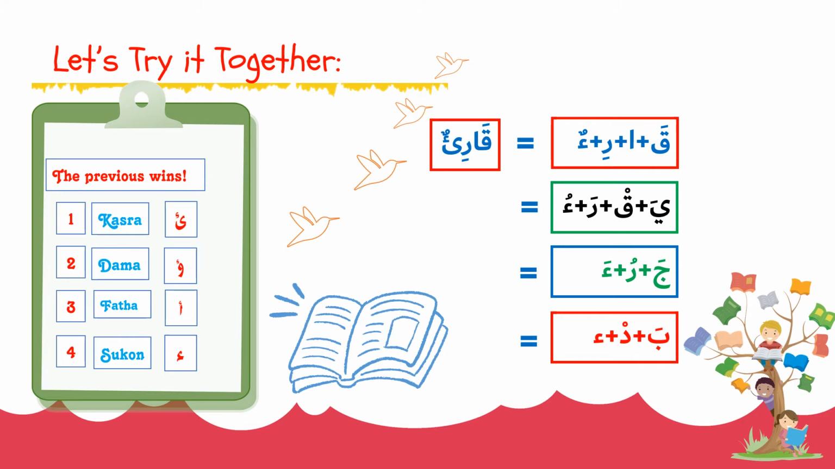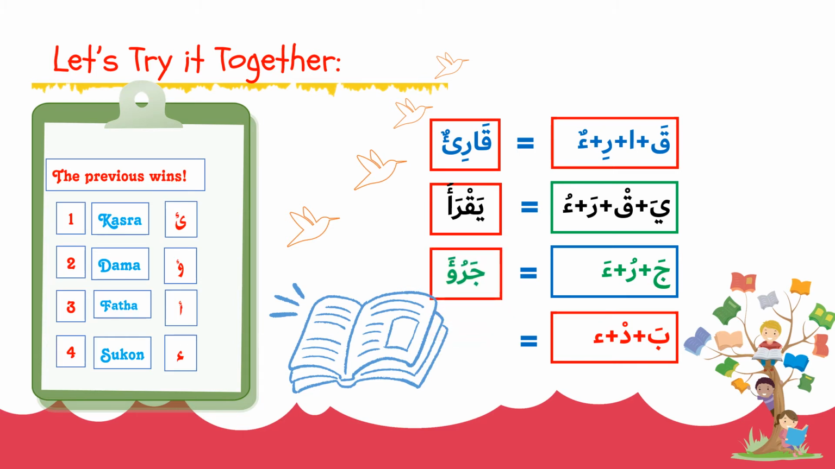The second example: look, can you see the previous letter? What shape do we have? We have fatha. So how can we write the letter Hamza? Can you write it down and see? It's like that, because we have fatha before Hamza.